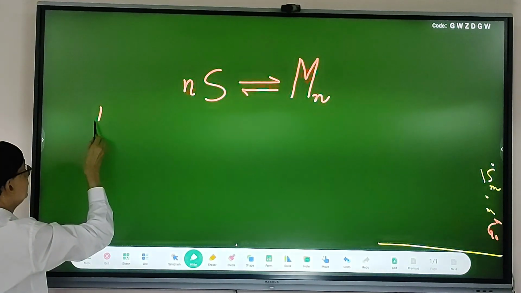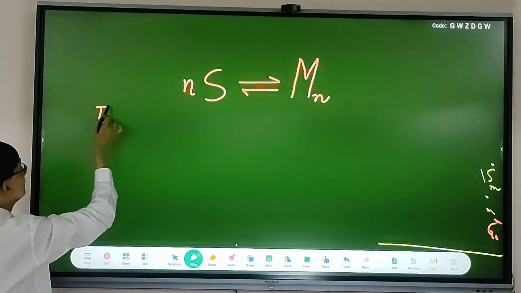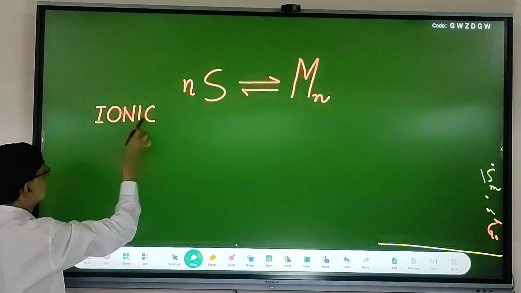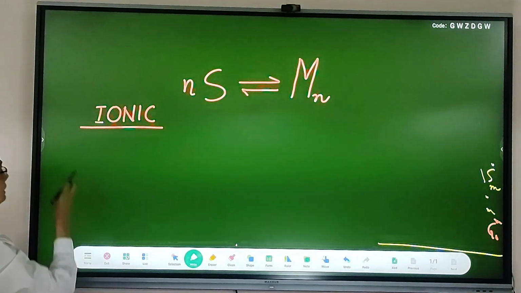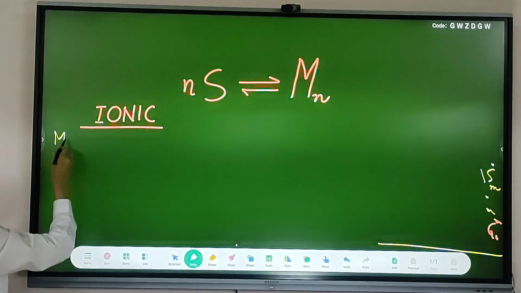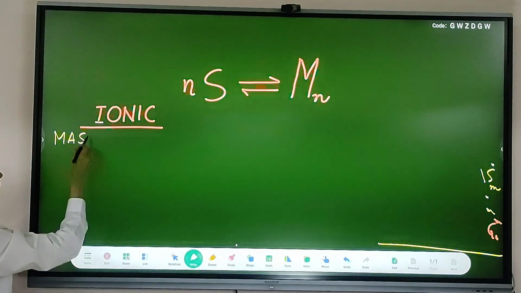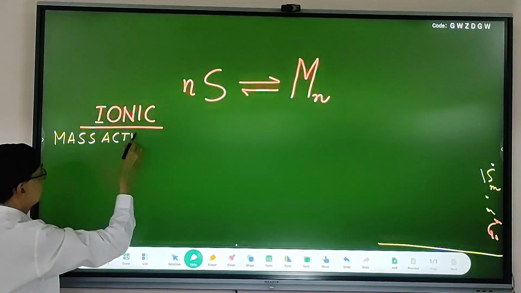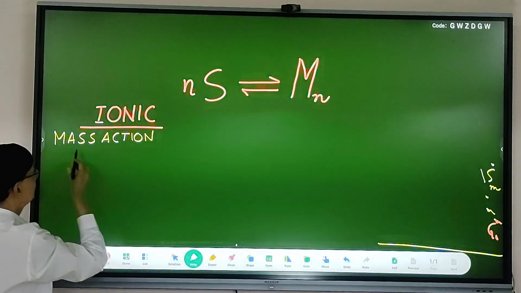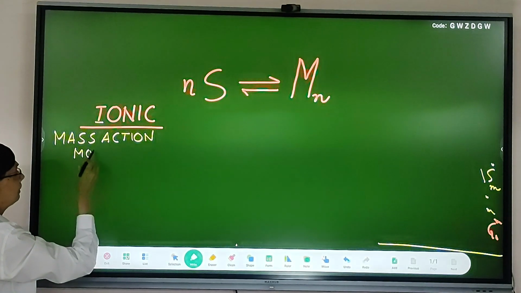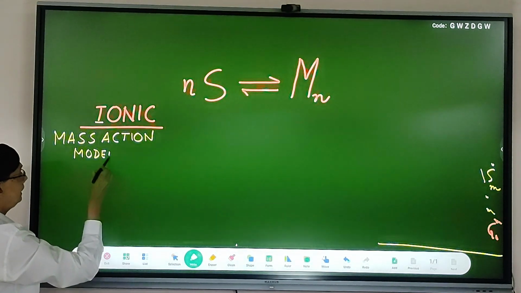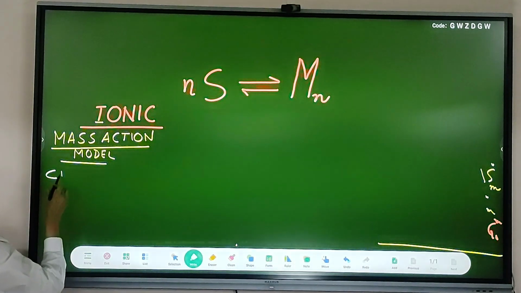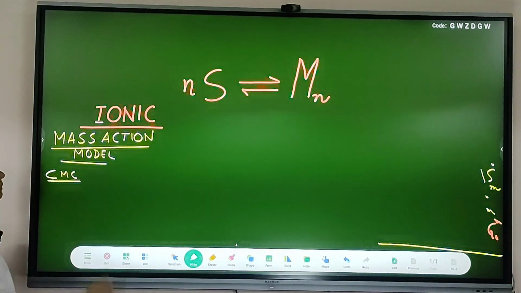So it is now ionic. And the method is the mass action model. It's very simple, and you can solve it with the help of CMC. You can determine the different types of value.